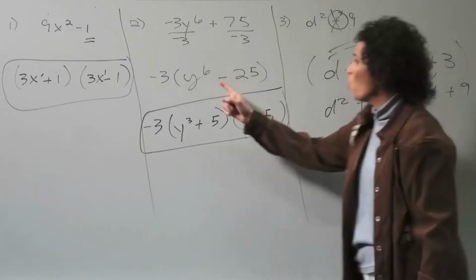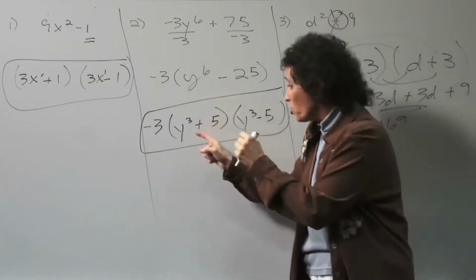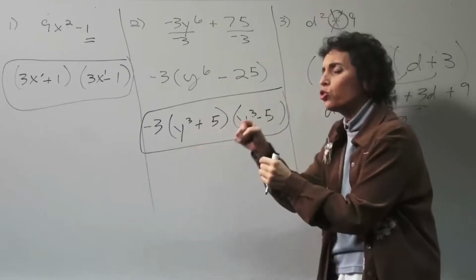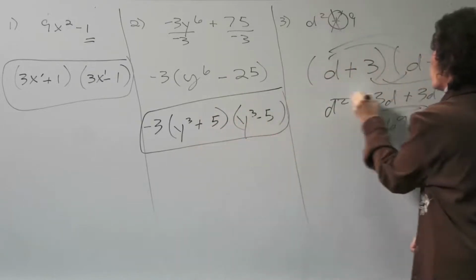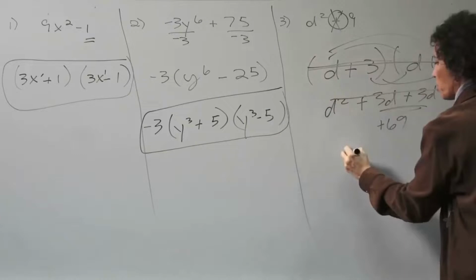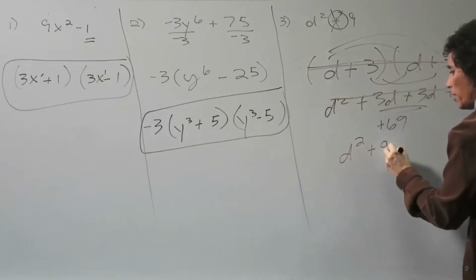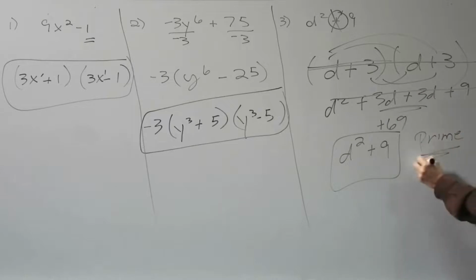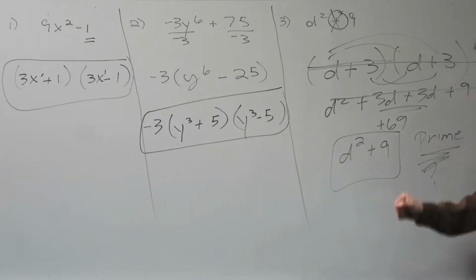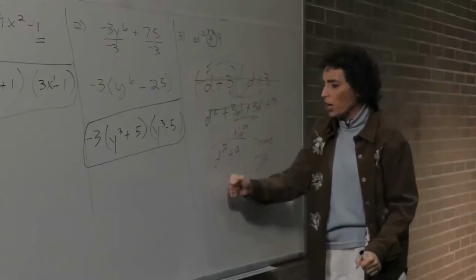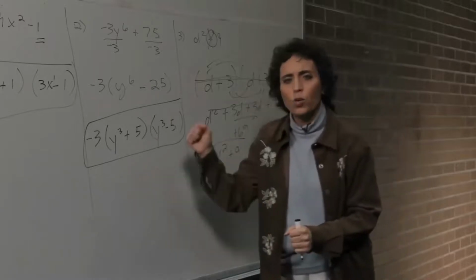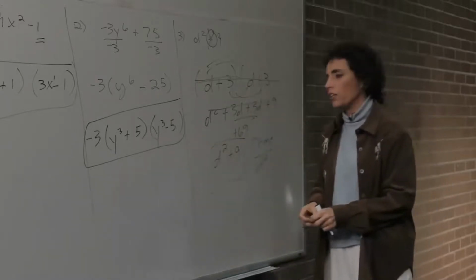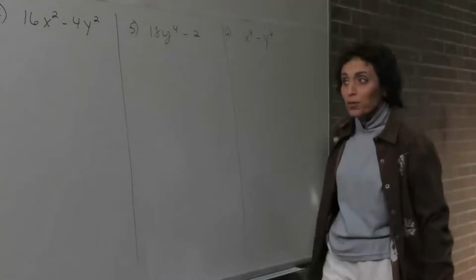The only reason it works when it's the difference is because since the signs are different, that middle term drops out. So you cannot factor this. D squared plus 9 is prime. So the answer to this question is prime. I cannot factor that. I am done with numbers 1, 2, and 3. I have 3 left on this slide. All right, here we go.